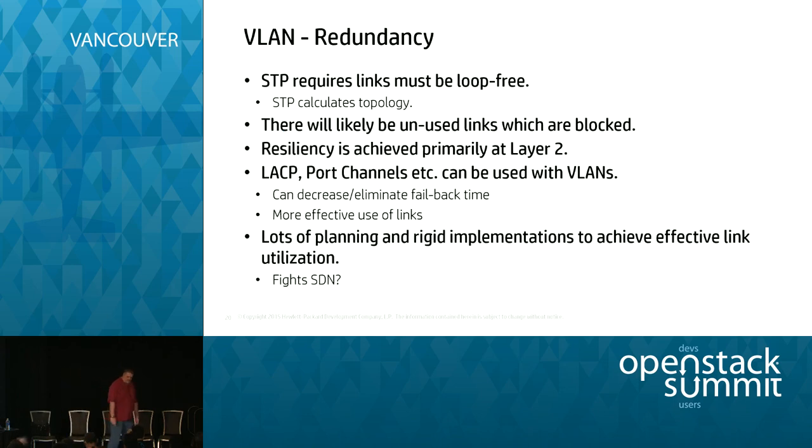Redundancy-wise, with VLANs, spanning tree still has to be loop-free. Spanning tree still calculates your topology. There's likely unused links. Most of the resiliency still comes at layer 2. There's some extra goodies that we can tie together to make things better, port channeling and such. And some of those problems, again, can be overcome with time and money. You can spend time planning, you can spend time implementing. Tends to make your environment less flexible, and what we're all here to achieve is flexible environments, right?